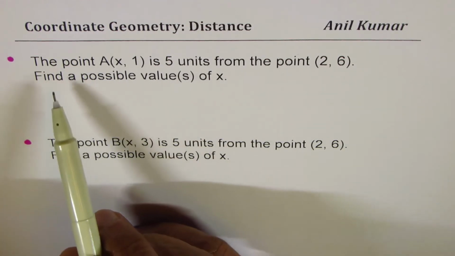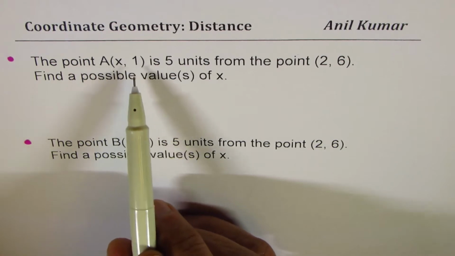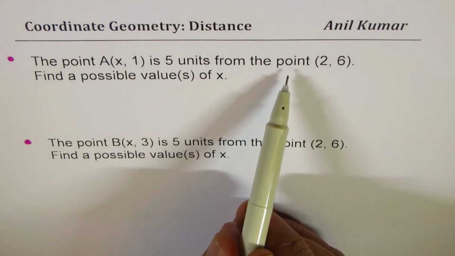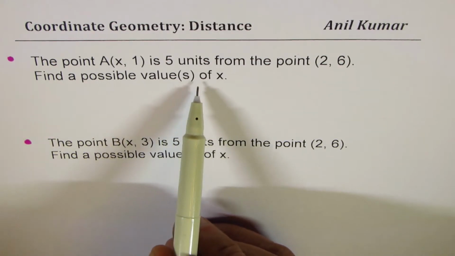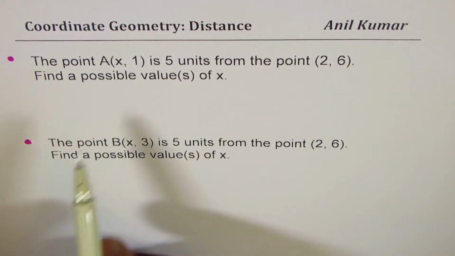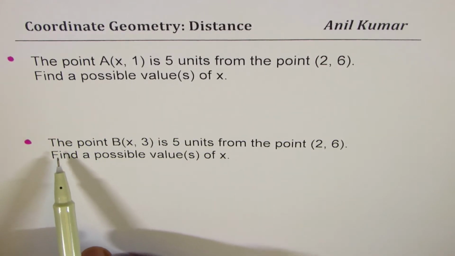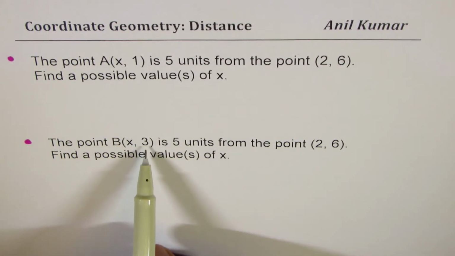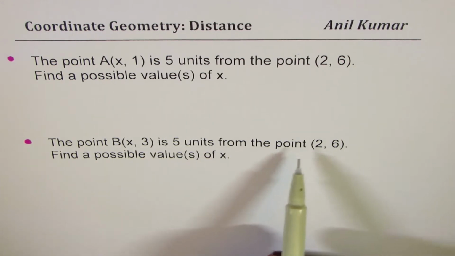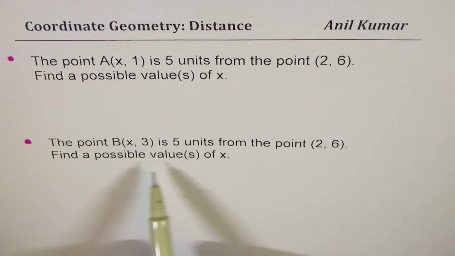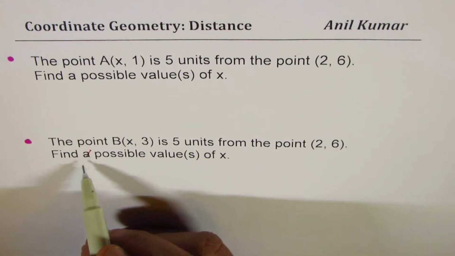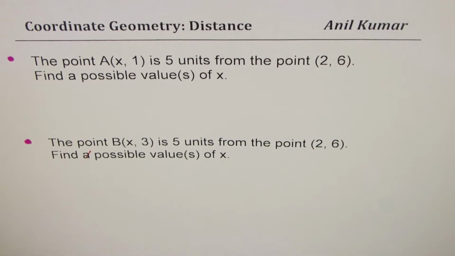The question here is: the point A (x, 1) is 5 units from point (2, 6). Find a possible value or values of x. That is the first question. The second is very similar. It is the point B (x, 3), we have changed the y value, is 5 units from the given point (2, 6). Find possible values of x. You can pause the video, answer this question, and then look into my suggestions.